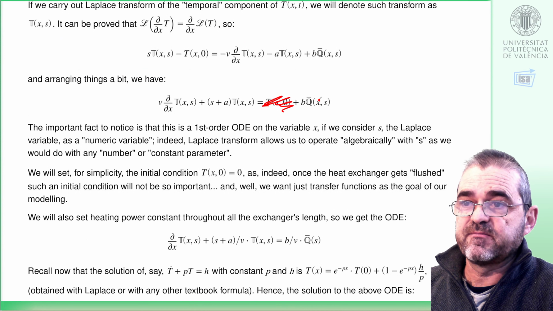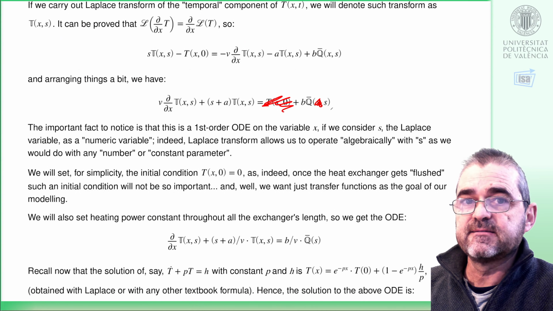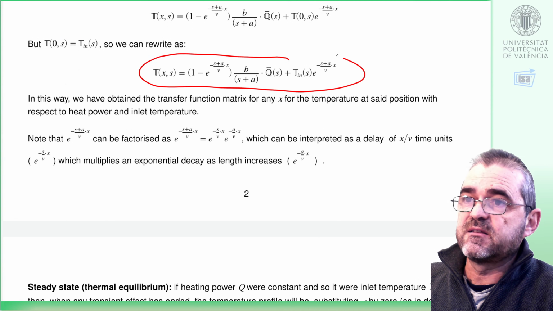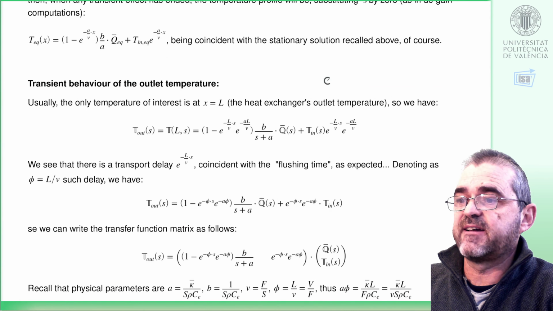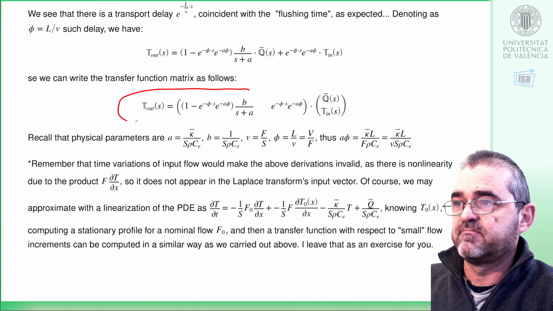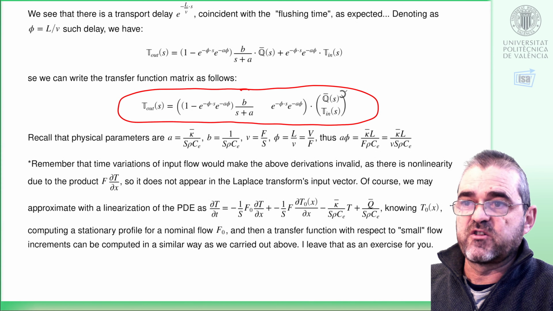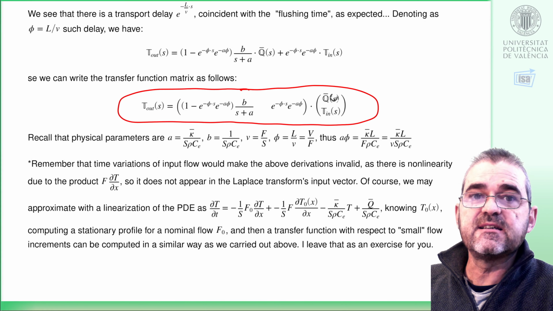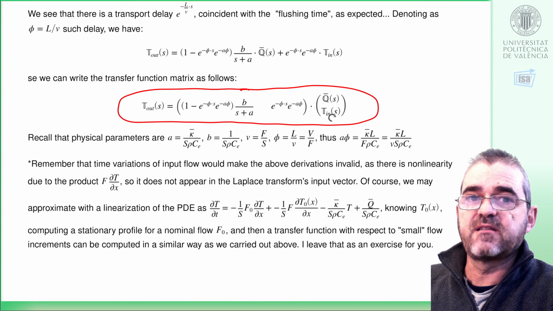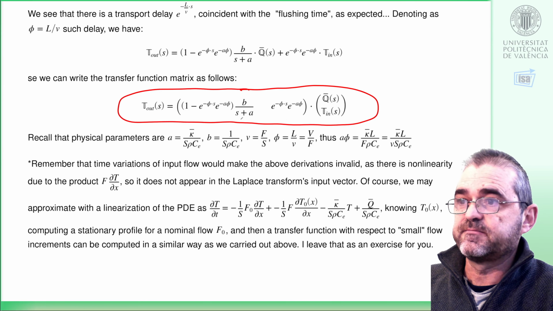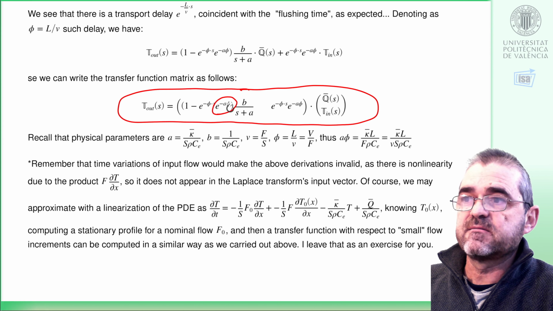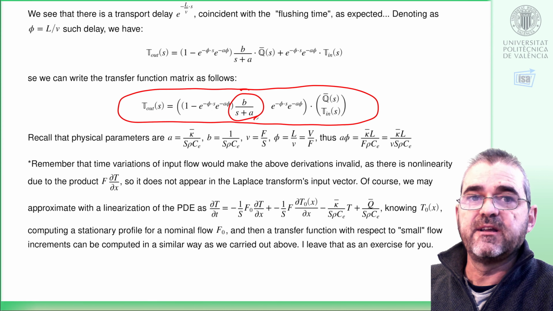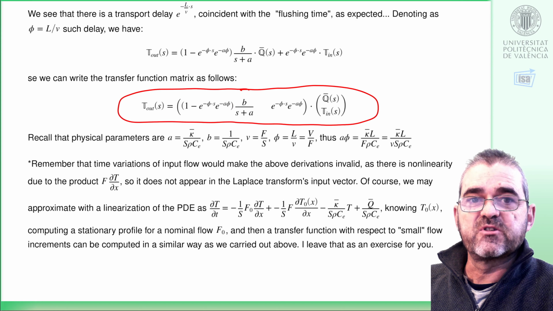And also for simplicity, we have assumed uniform heating, and then we ended with this representation in the Laplace domain that, if we particularize to the outlet temperature, we end up with this transfer function matrix representing the dynamics of the heating power and the inlet temperature, in which we observe delay, exponential decay as we move to the right, and first order heating dynamics. So we finish with this.